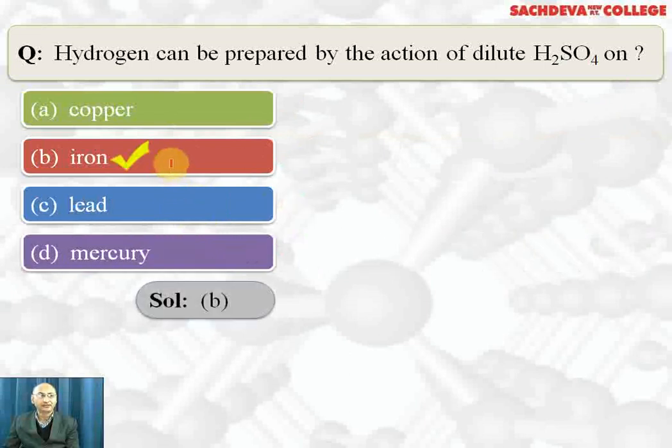Hydrogen can be prepared by action of dilute sulfuric acid on copper, iron, lead, mercury. Correct answer is iron because iron is more reactive than hydrogen, whereas copper, lead, mercury are less reactive than hydrogen and cannot liberate hydrogen with dilute sulfuric acid.